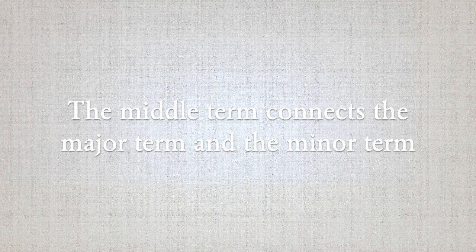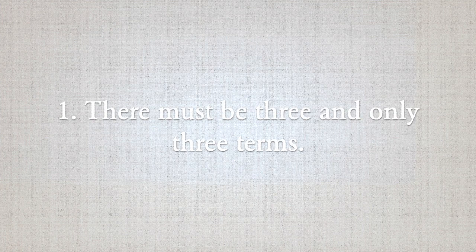It's really important to remember as we talk about our rules that the middle term is what connects the major term and the minor term. The middle term is like the glue that binds together the 2 terms of the conclusion. It's kind of behind the scenes in that we don't see it in the final product, but it is a thing that connects them. Now, here's the first rule of validity. There must be 3 and only 3 terms. No more, no less.